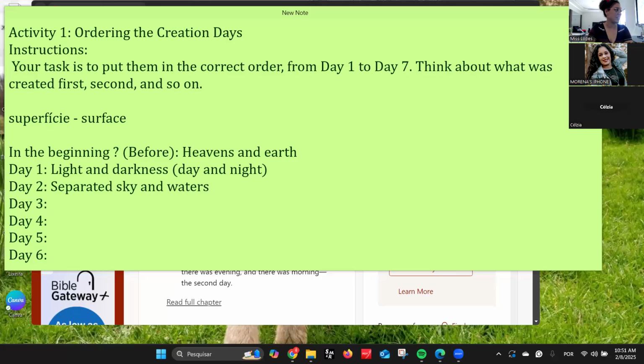That's very good. Okay, day 3. Day 3 is in Genesis 1, verses 9 through 13. And God said, "Let the water under the sky be gathered." Gathered. É juntado. Gathered to one place, and let dry ground appear.